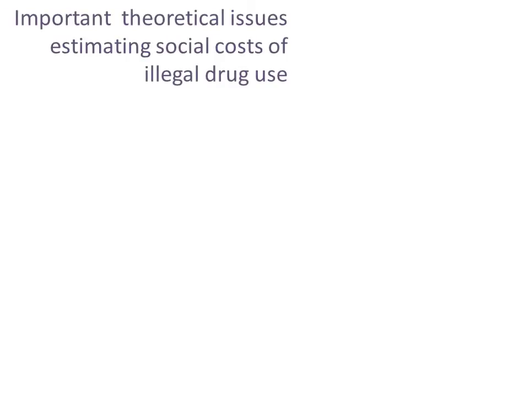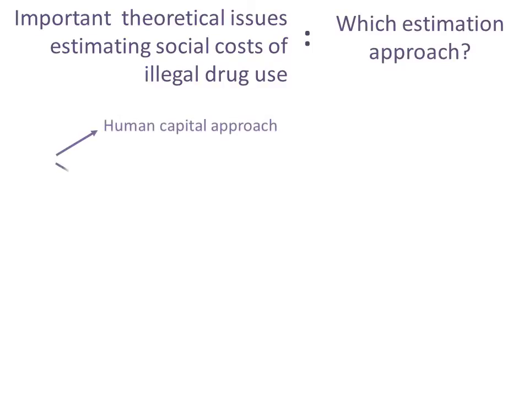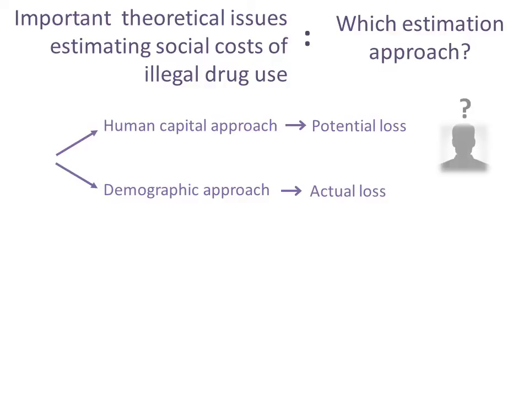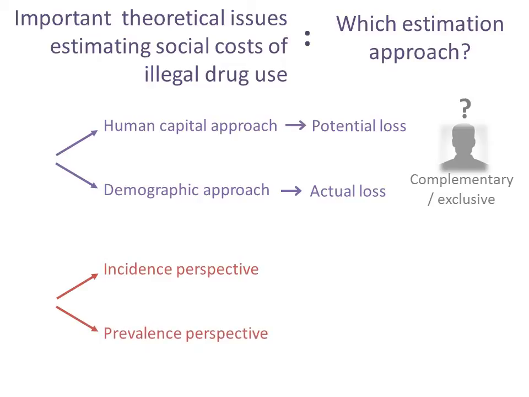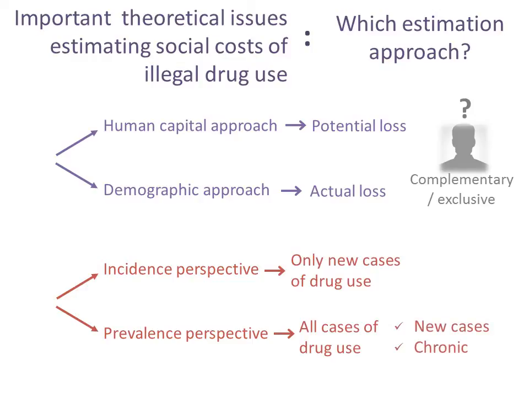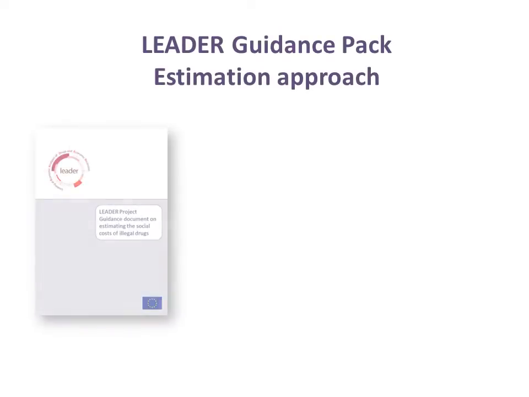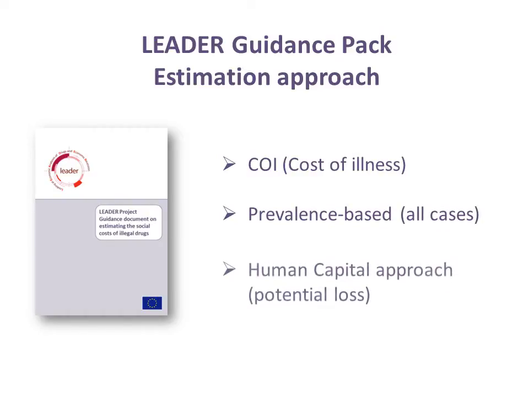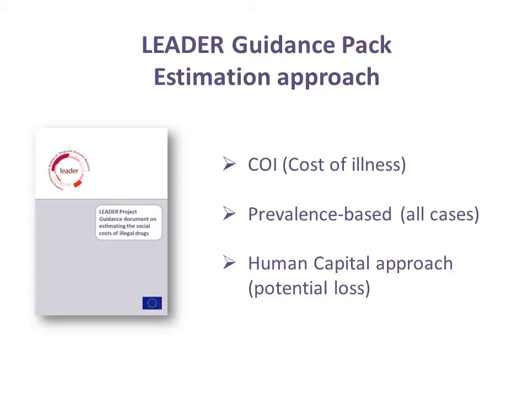Important theoretical issues which have to be decided while estimating the social costs of illegal drug use are which estimation approach should be used: the human capital or demographic approach, focusing on potential or actual loss, which some authors argue are complementary rather than exclusive; and an incidence or prevalence perspective, considering only new cases of drug use or all cases, new, chronic, and former. The methods and examples illustrating the LEADER Guidance Pack represent a COI or cost of illness, prevalence-based, human capital approach, as the most popular in social cost estimation.